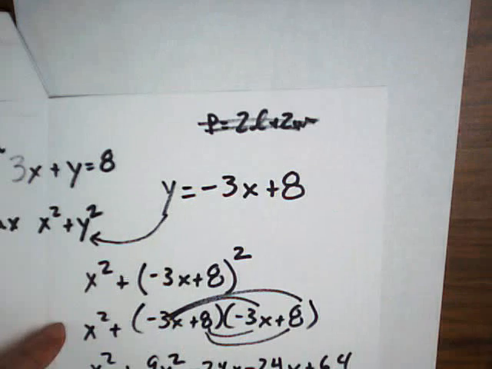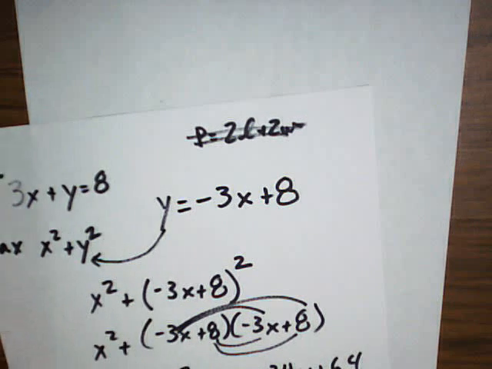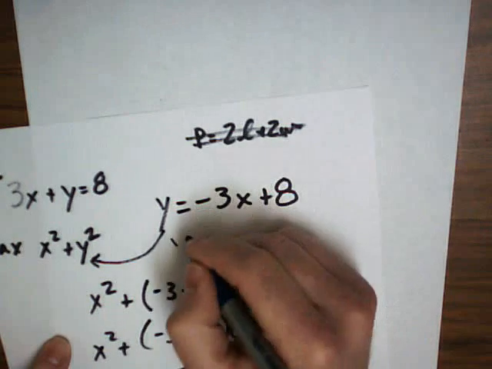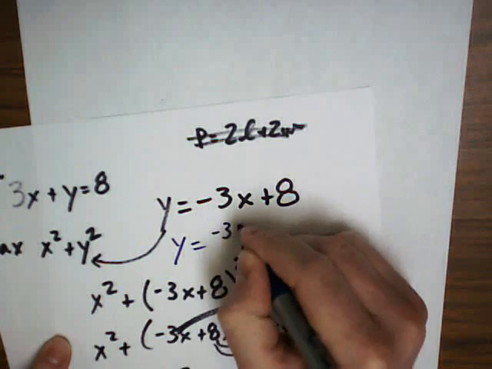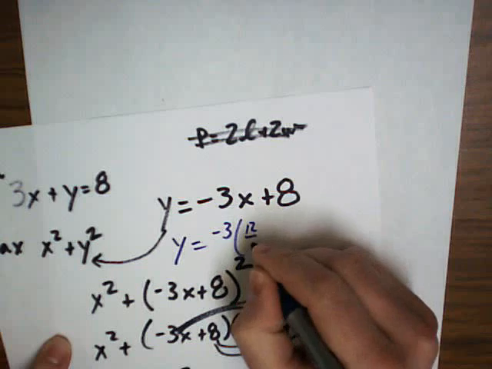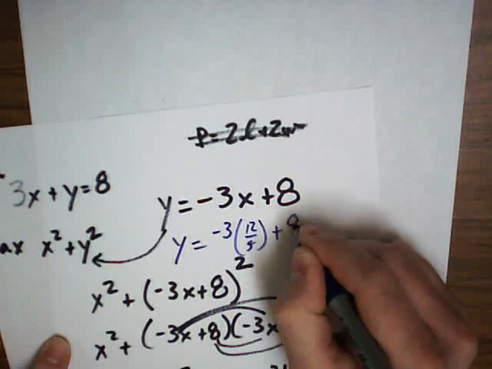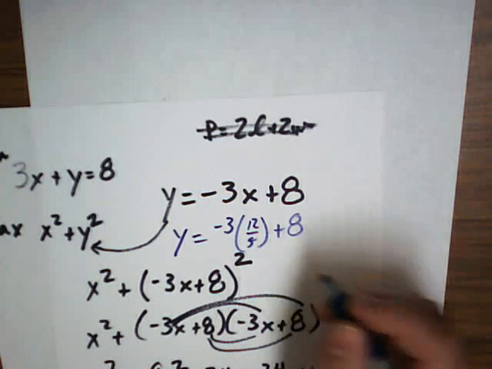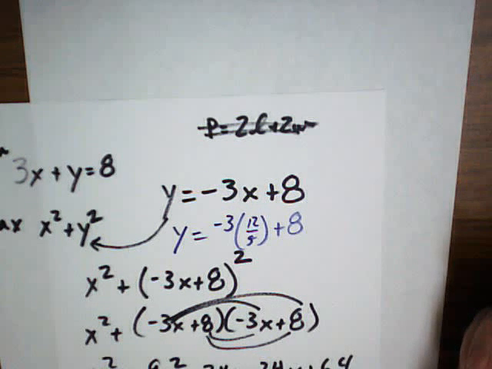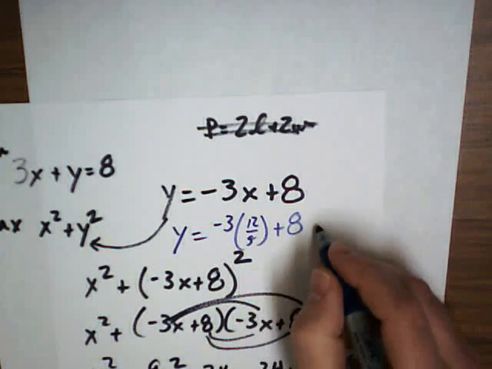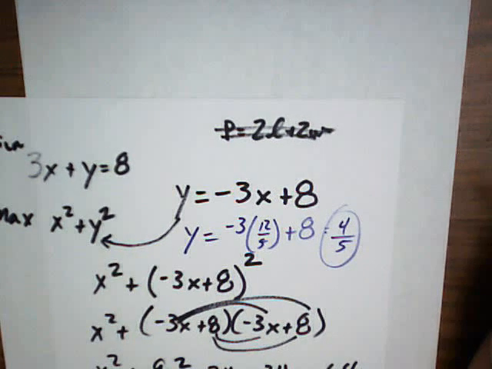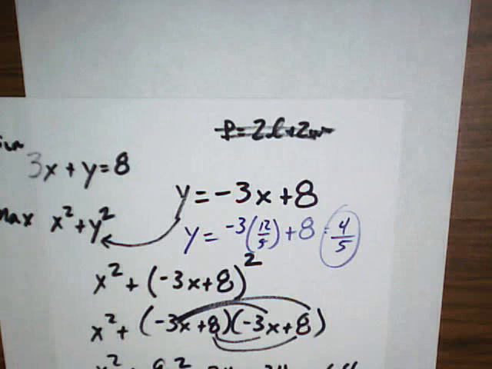And now, yep, because that was an x value. So y equals negative 3 times 12 fifths plus 8. That'd be negative 36 fifths plus 40 fifths. Is that 4 fifths? You can use your calculator to do that if you had to.